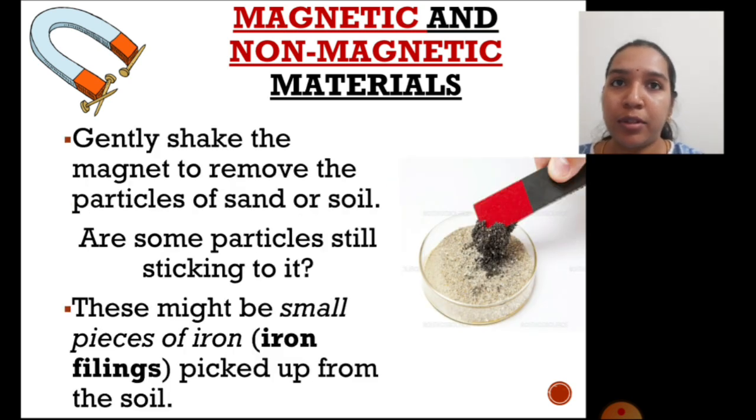Now, slowly remove the magnet from the sand or soil and gently shake the magnet to loosen the particles which are not actually sticking to the magnet. These are sand and soil particles, which do not stick to the magnet. But there will be some particles still sticking to it. What are these? These are small pieces of iron, commonly known as iron filings, which are already present in the soil mixture. They get attracted to the magnet when the magnet is picked up from the soil.